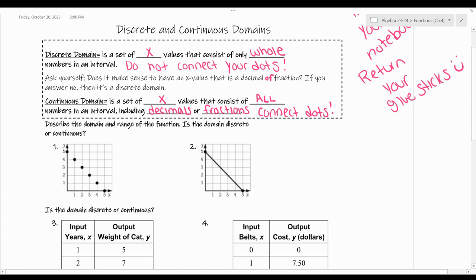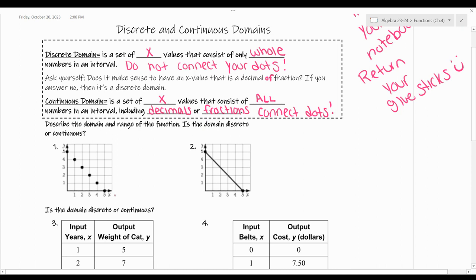It's really strange to hear these two different words, but it makes sense once we see the other problems. Let's go to the first section. It says describe the domain and range, and is the domain discrete or continuous?